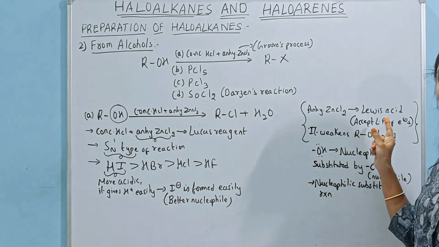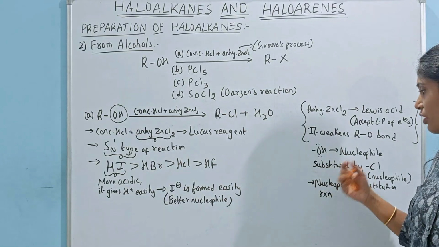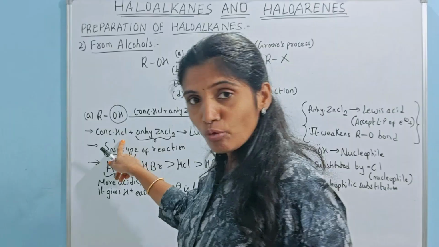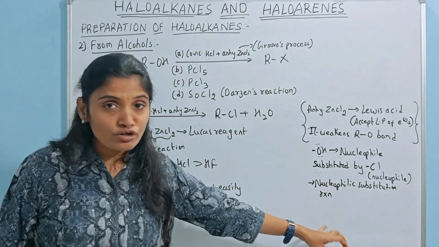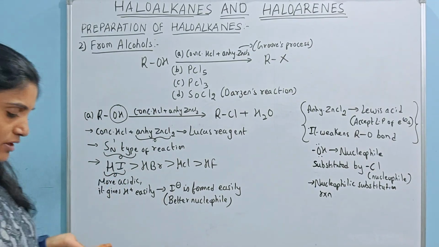It's a Lewis acid. It can accept a lone pair of electrons. It weakens the R–O bond, and OH is substituted by the nucleophile which is coming from concentrated HCl. That is the reason we call this reaction a nucleophilic substitution reaction. And I told you it is an SN1 type of reaction.